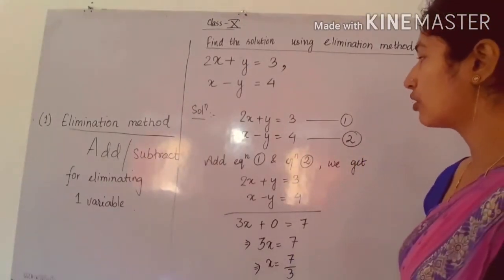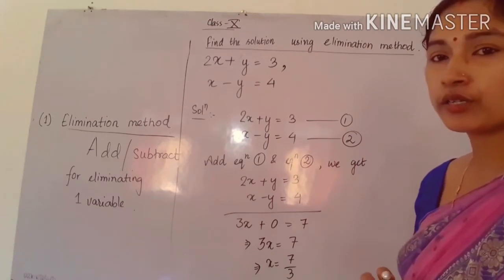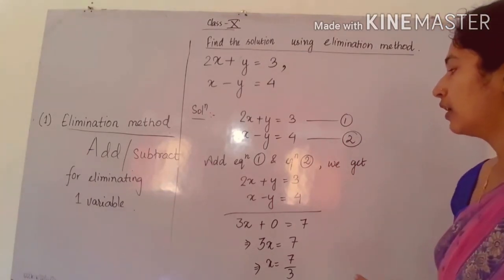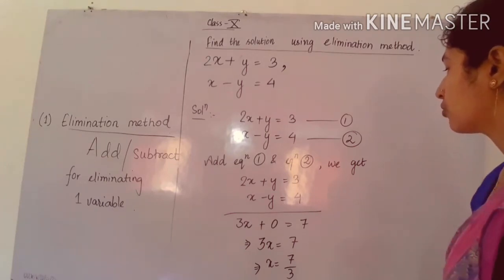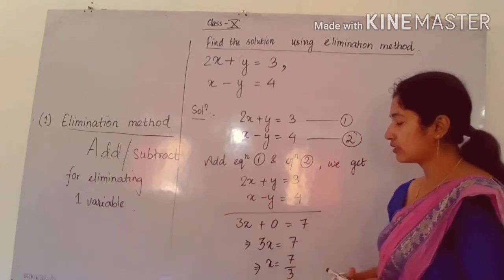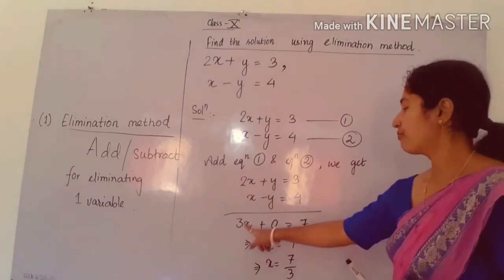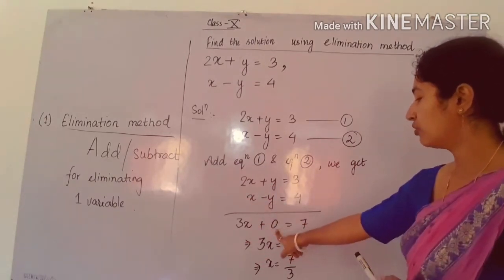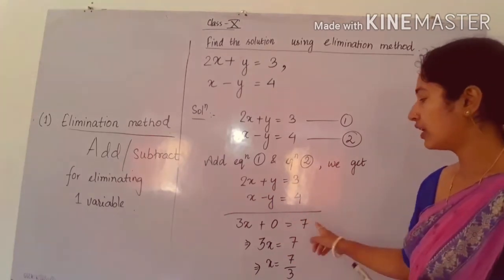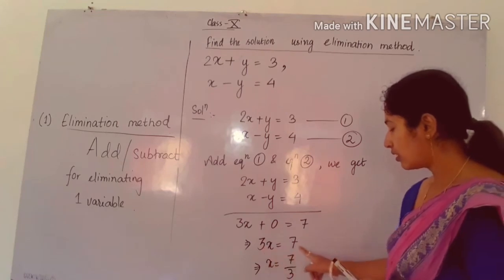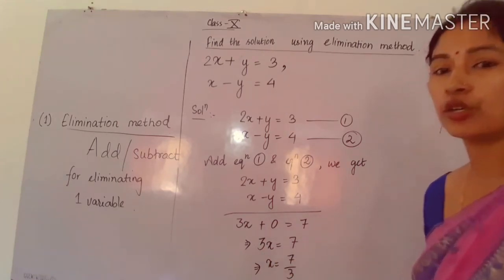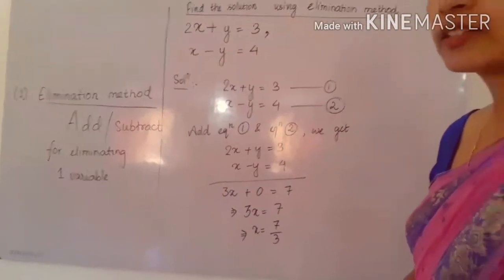So this is the process. Again, you have to write in the solution. You have to write the two equations. You have to number the two equations 1, 2. Then you have to write: add equation 1 and equation 2. Then what are we getting? 2x plus 1x will be what? 3x. Plus y minus y will be 0. And 3 plus 4 will be what? 7. Here we are adding. So 3x is equal to 7. That means the value of x will be what? 7 by 3. So we are getting the value of x as 7 by 3.